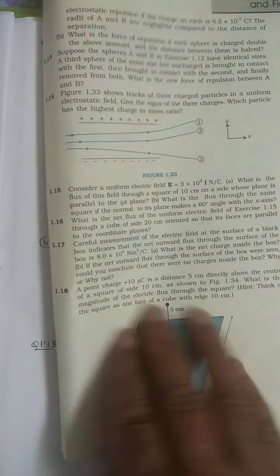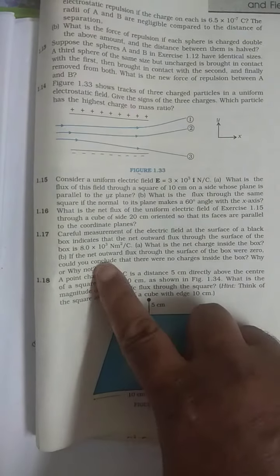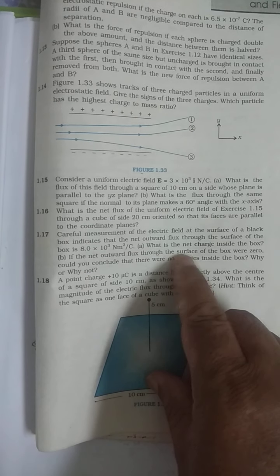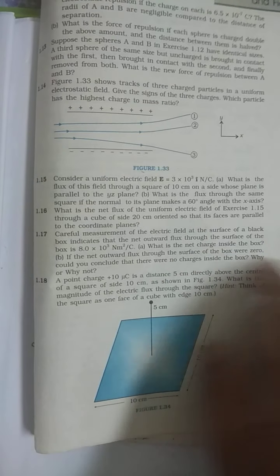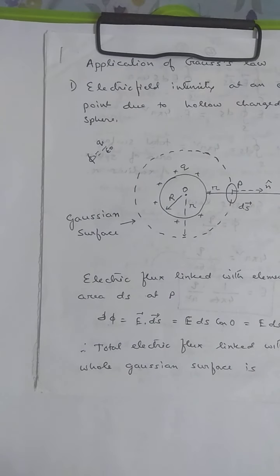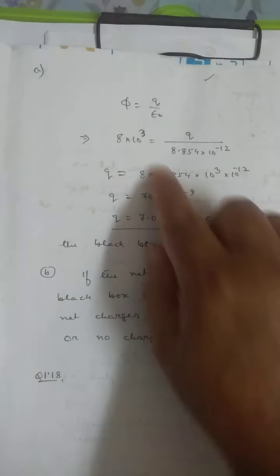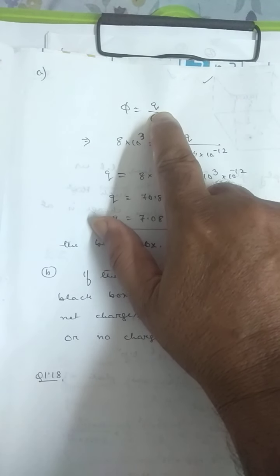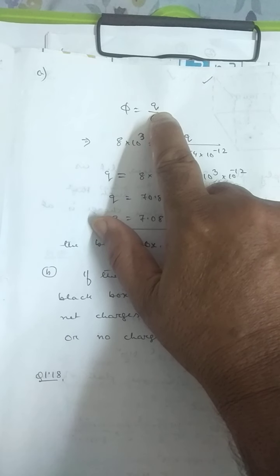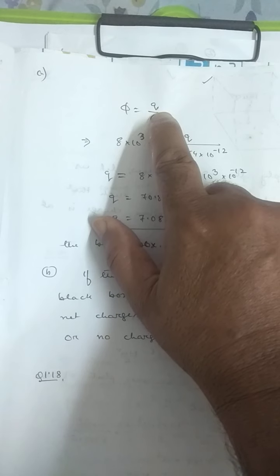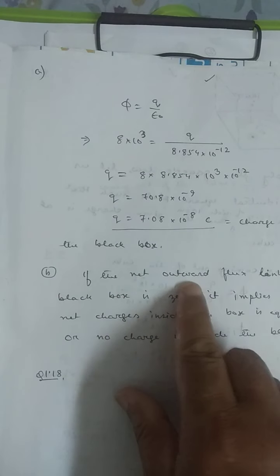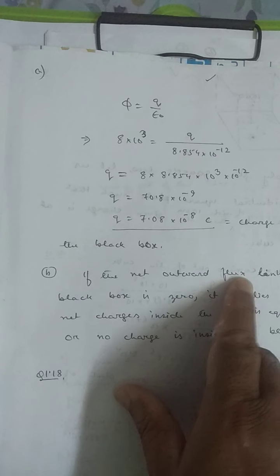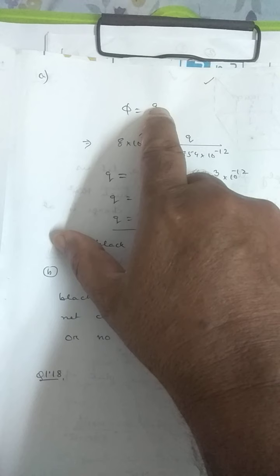What does the second part of the question say? It says that if the net outward flux through the surface of the black box were 0, what type of conclusion can we make? What is actually phi? Phi is equal to Q by epsilon 0. This Q is not a single charge. It is the summation of total charge inside the closed surface. Since the net outward flux is 0, that is phi is equal to 0, Q will be 0.